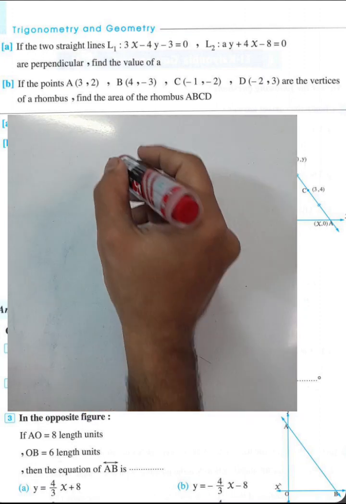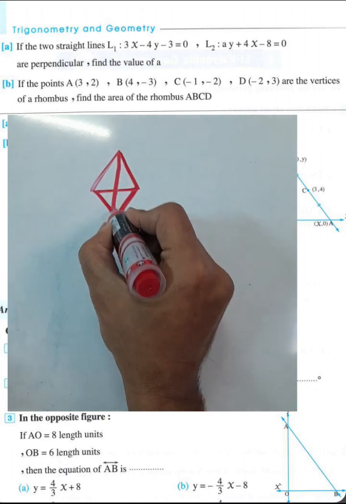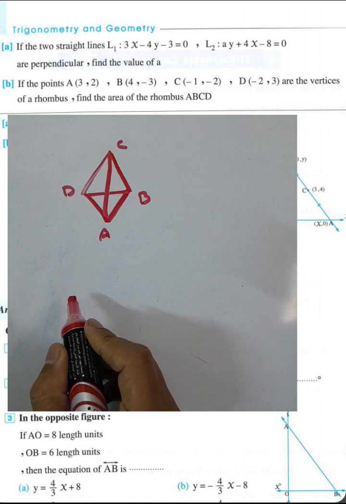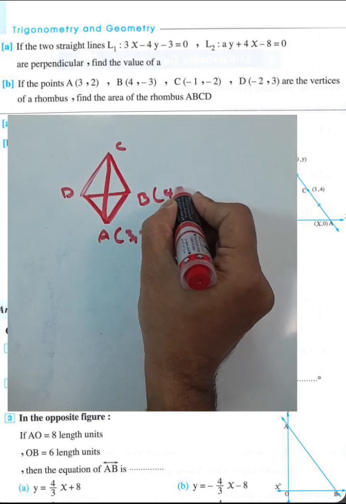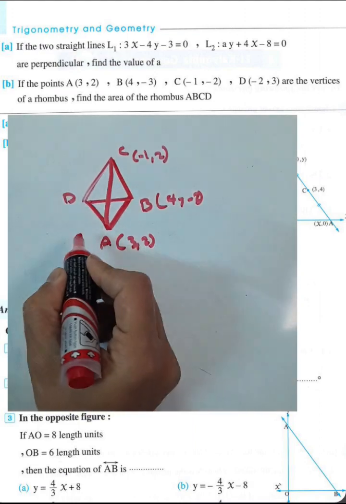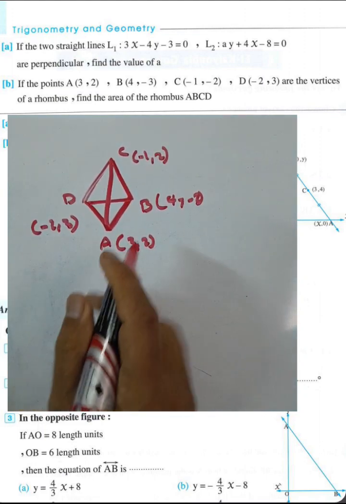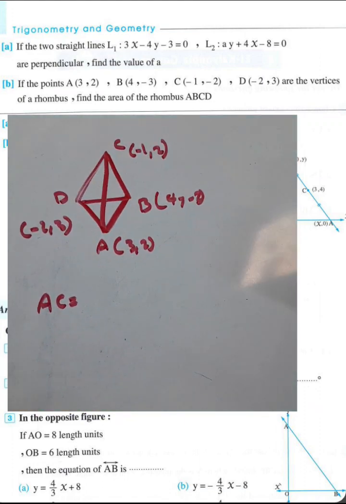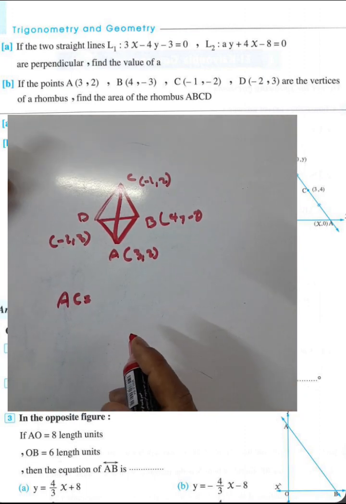Okay, now we will draw a small rhombus here to know the steps of this example. We have here A, B, C, and D. He gives us the coordinates of A as 3 and 2, and of B as 4 and -2, and of C as -1 and 2, and of D as -2 and 3. First step, we can find the length of AC. Why? Because AC here is a diagonal, and we want to find the area of the rhombus. The area equals half times diagonal 1 times diagonal 2.